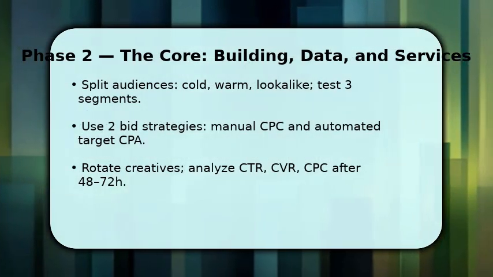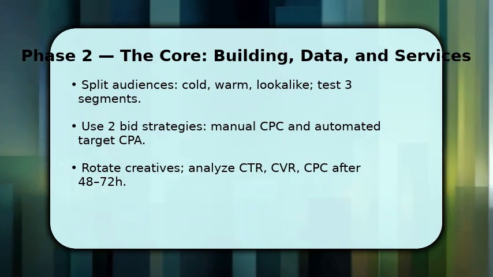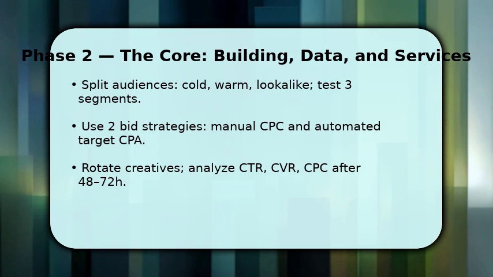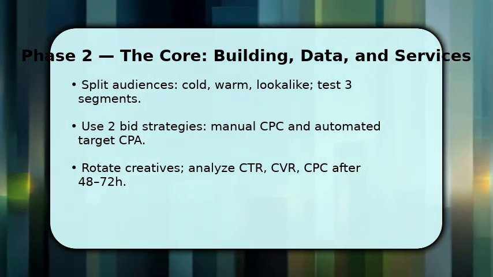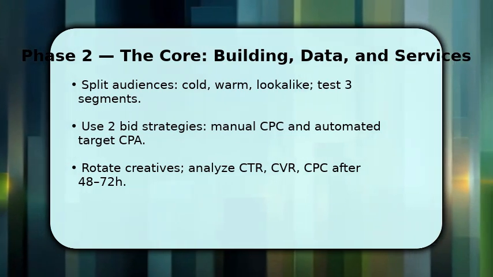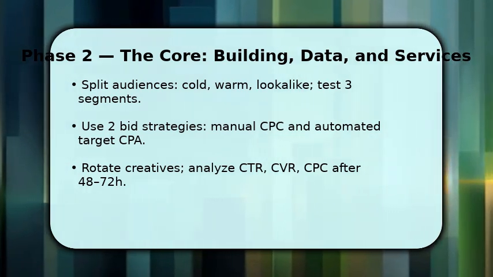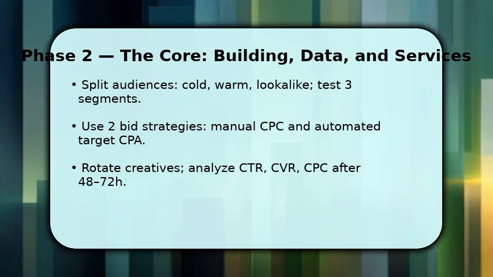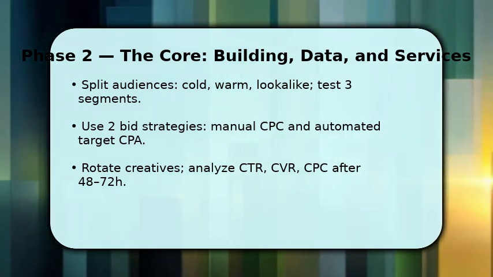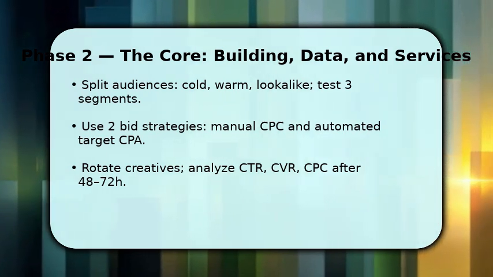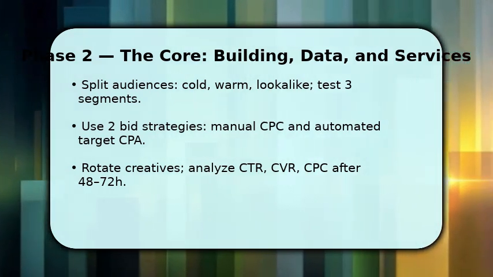Create audience splits, cold, warm, and one lookalike, and run them in parallel so you can compare performance apples to apples. Use both manual CPC and an automated target CPA to see which controls cost better. Make adjustments after 48 to 72 hours of stable data. Rotate creatives and pause low-performing variants. Make sure to inspect click-through rate, conversion rate, and cost per conversion.